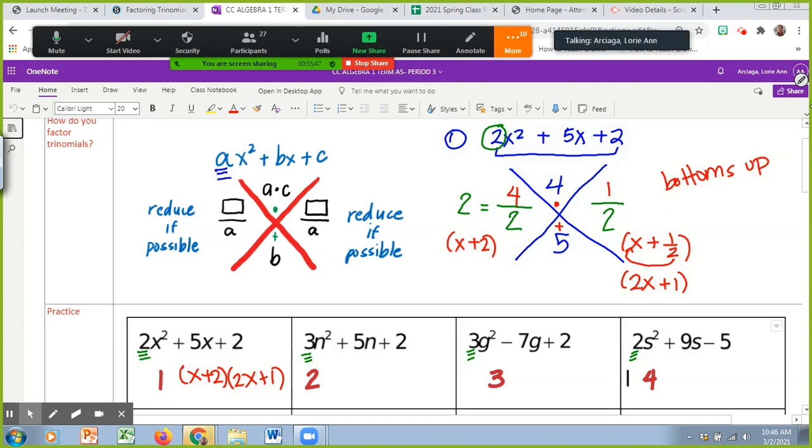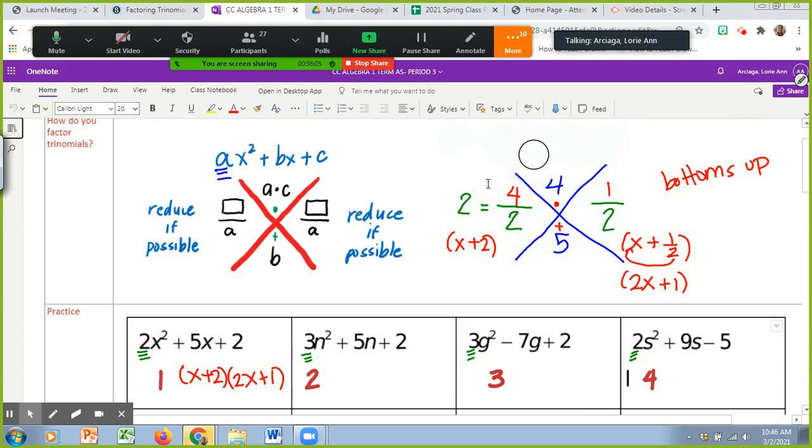So let's summarize what we're doing new. We divide by the first number, the value of a, and then if there is a denominator, we put the denominator in front of the variable. So, bottoms up.